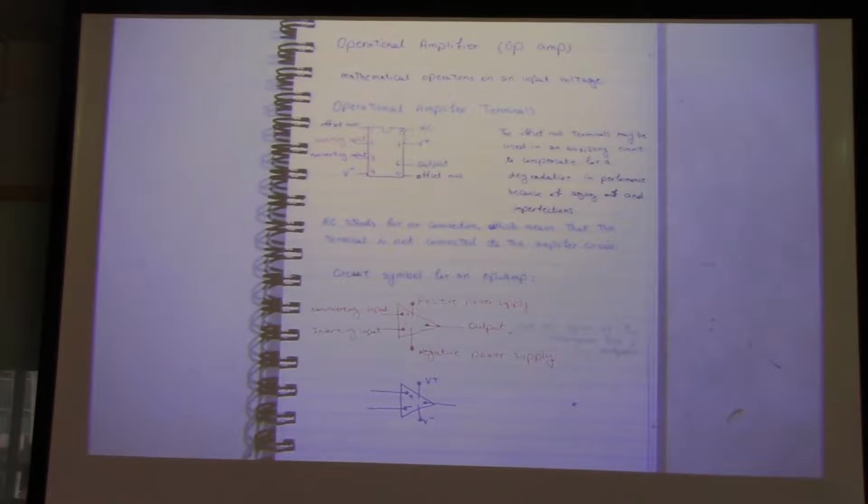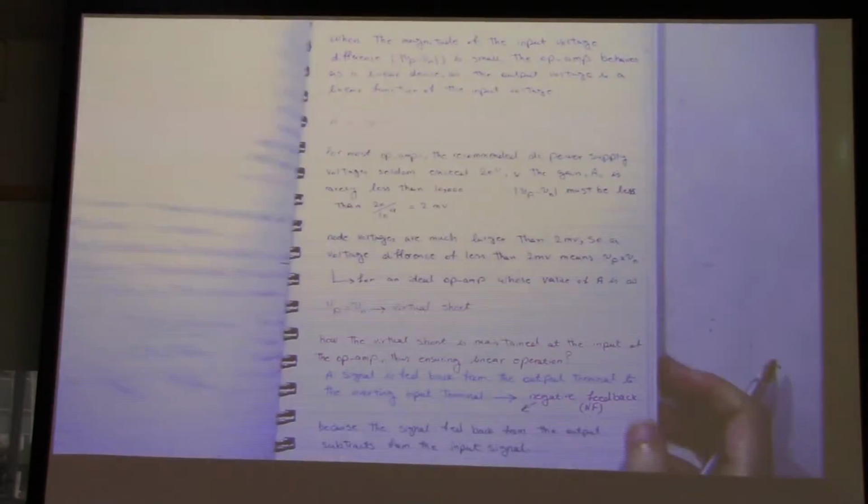So you see in different books something like this. This is an op-amp. Non-inverting input, inverting input, positive power supply, negative power supply, and this is the output. Is that clear for everybody? Questions? Easy? Okay.